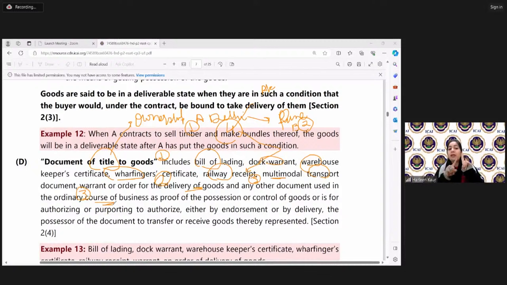Number two, I am telling you the points for the notes you have to make. Number two, it should be used for delivering the goods. Number three, it should be done in the ordinary course of business. Number four, they give you the proof of possession of the goods. These are the documents which give proof that this is the correct person to whom the goods have to be given.